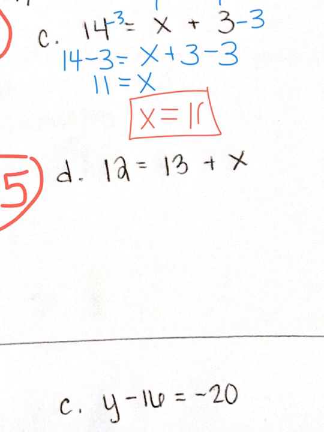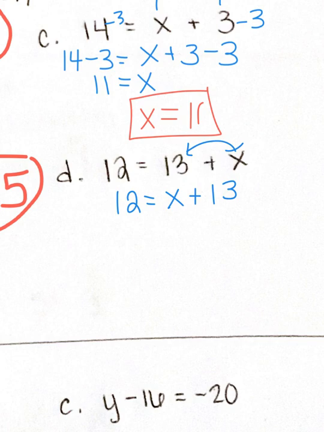Okay, on D, I have 12 equals 13 plus x. So again, there's a few different things. I can flip-flop these. Addition doesn't matter what order we solve them in, so I could write this to be 12 equals x plus 13. And I can solve it how I did above, but we can always flip-flop things on either side of the equal sign. So if I wanted to do that, I could put x plus 13 over here equals 12 right here.